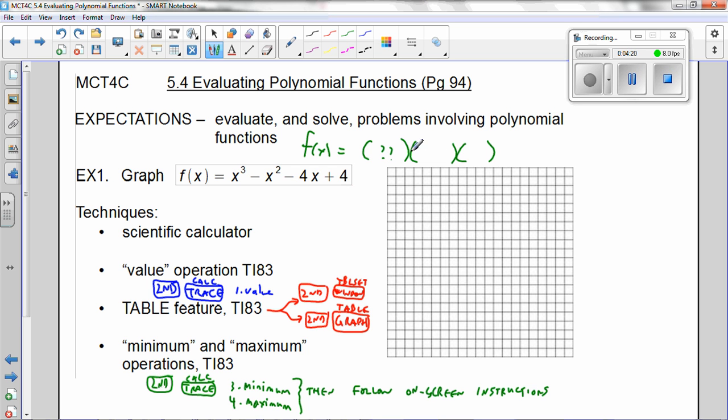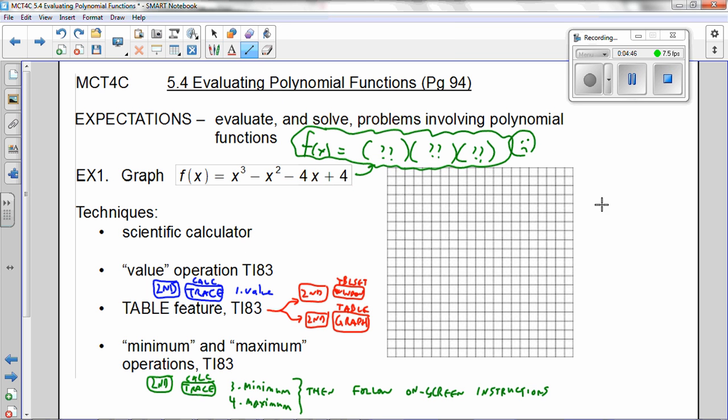But the question is, what is this? We've got no idea how to go from here to here, so we're kind of stuck, right? We're kind of stuck right now. We don't know how to do this. So we're going to lean on our calculators to help us. The first technique is to just bash it into our scientific calculator. So essentially what we're doing is we're building a table of values here, okay? So I'm going to make a table of values over here in the corner.